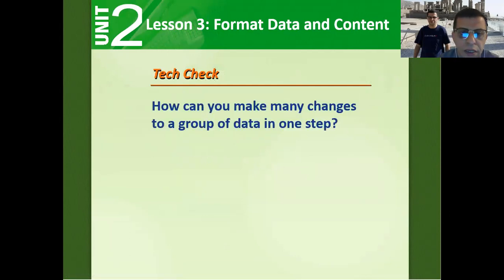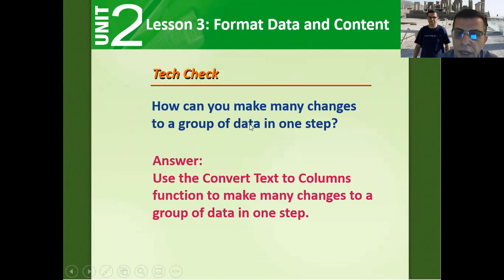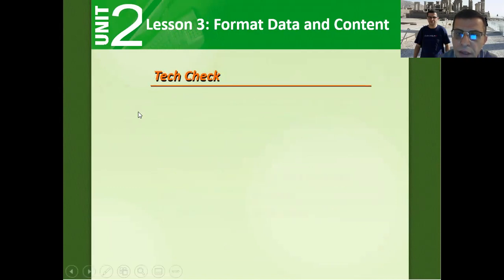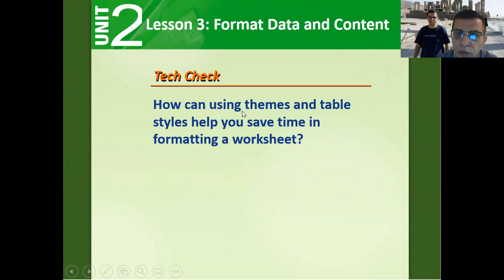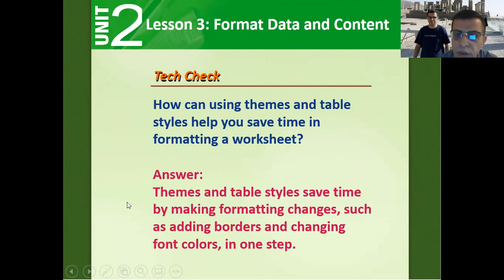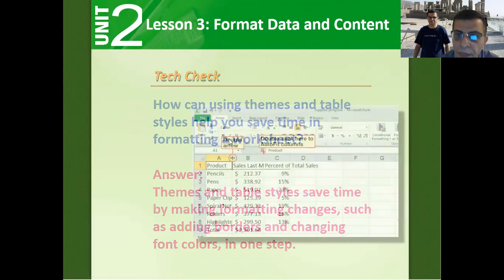Let's do some tech check. How can I make many changes to a group of data in one step? Use a convert text to columns function to make many changes to a group of data in one step. Now, how can you use the theme and table style to help you save time in formatting a worksheet? We can use the themes and table style to save time by making formatting changes, such as adding a border and changing the font color in one step.